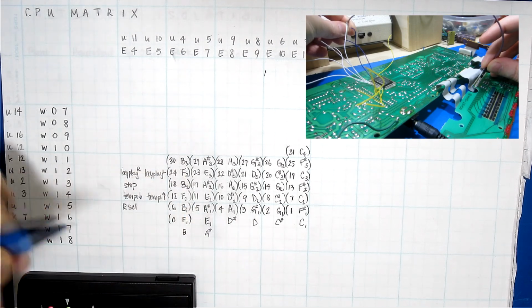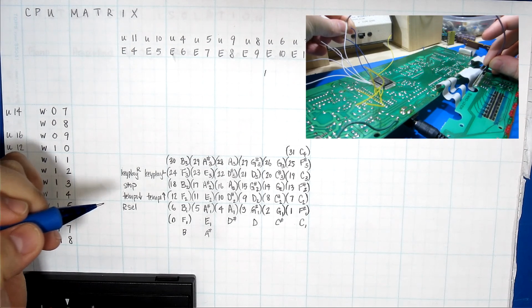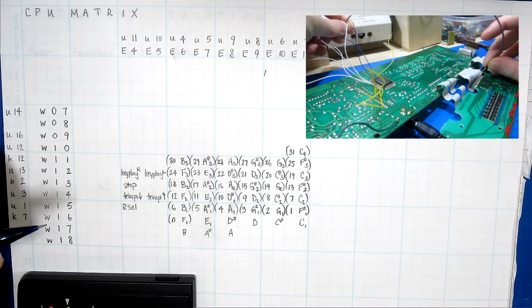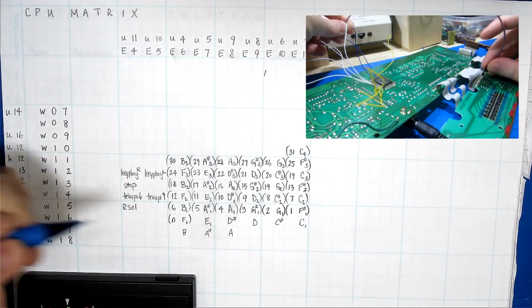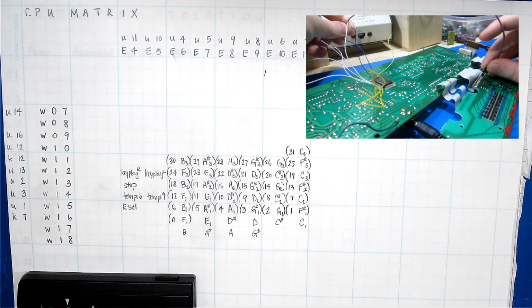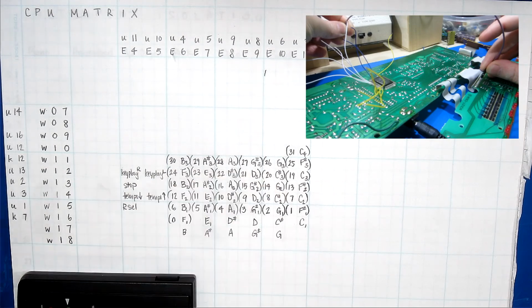Okay, West 17 U9. West 17 and U8. U6. U7.